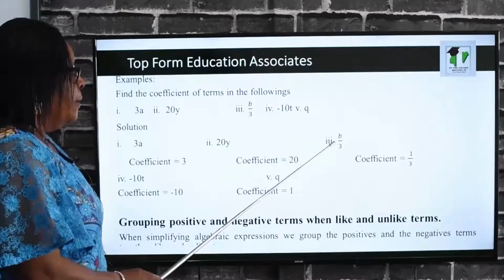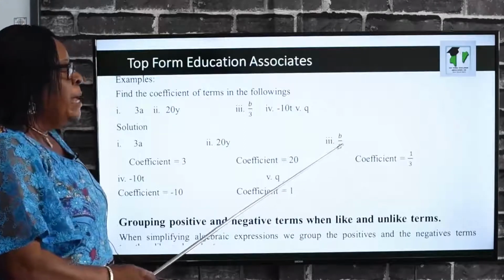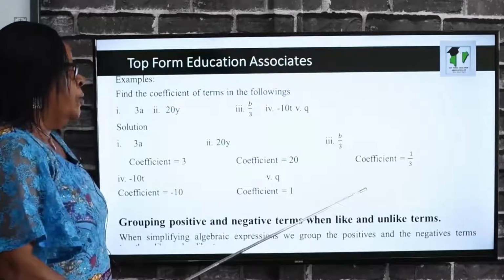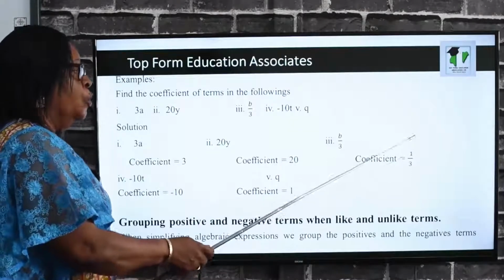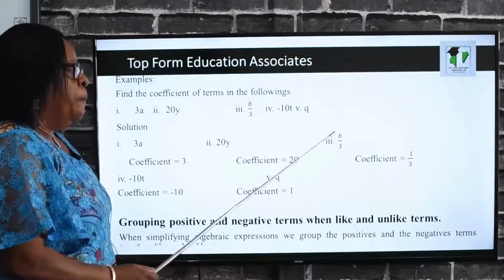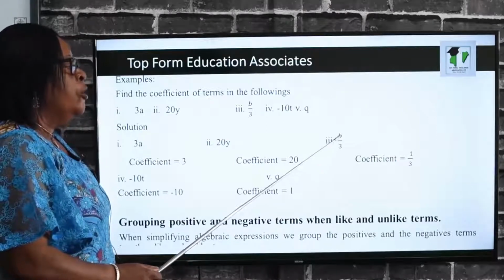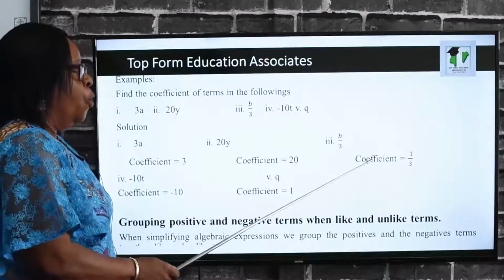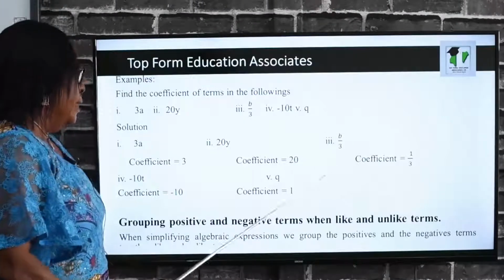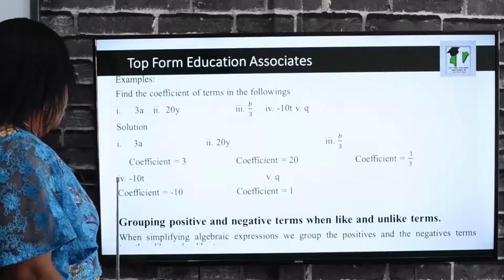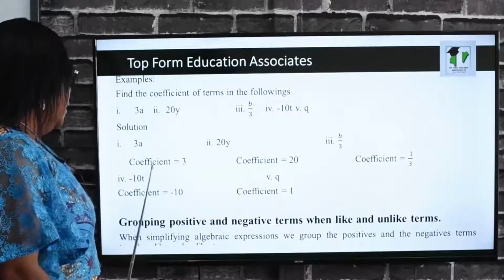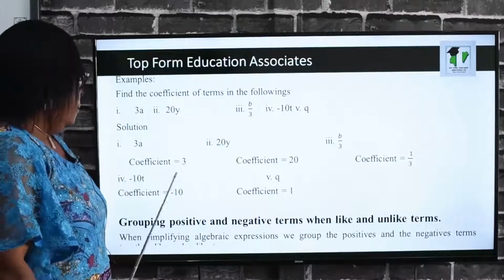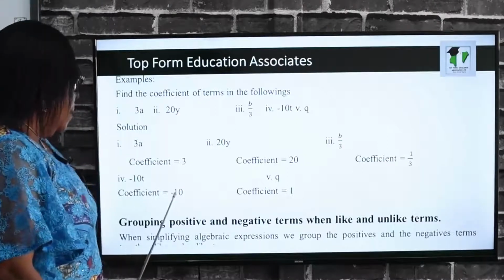In question number 3, B over 3 means 1/3 of B. So the coefficient is equal to 1 over 3. B over 3 means 1/3 times B. So the coefficient is equal to 1 over 3. Question number 4. Minus 10t means minus 10 times t. So the coefficient is minus 10.